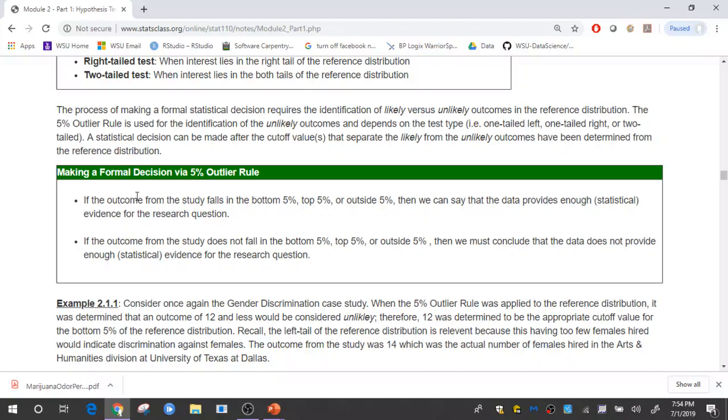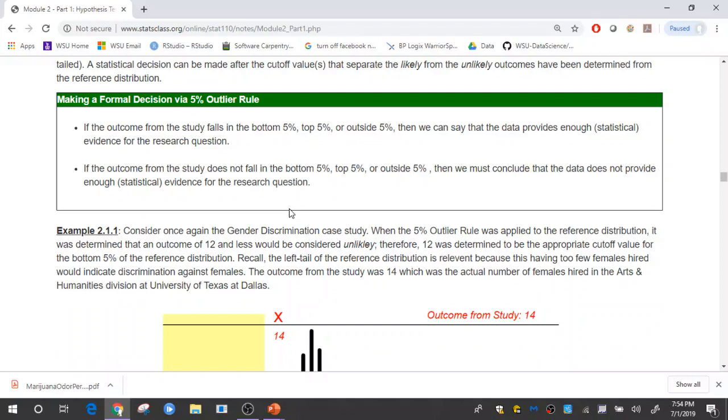So again, if the outcome from the study falls on that bottom, top, or outside 5%, then we can say the data provides enough statistical evidence for the research question. If it does not fall in that bottom 5%, top 5%, or outside 5%, then we must conclude that the data does not provide enough statistical evidence.